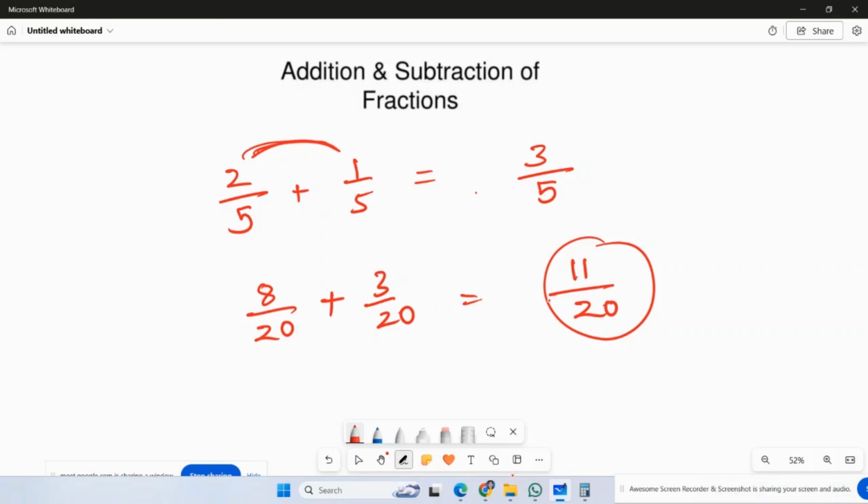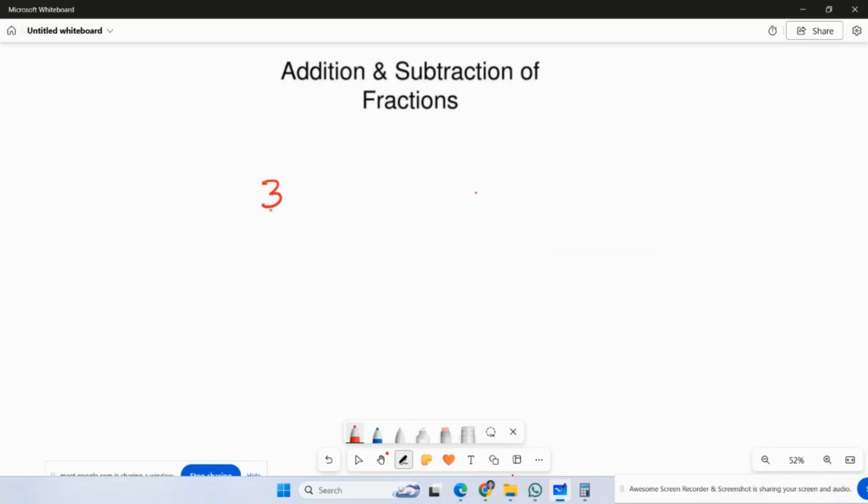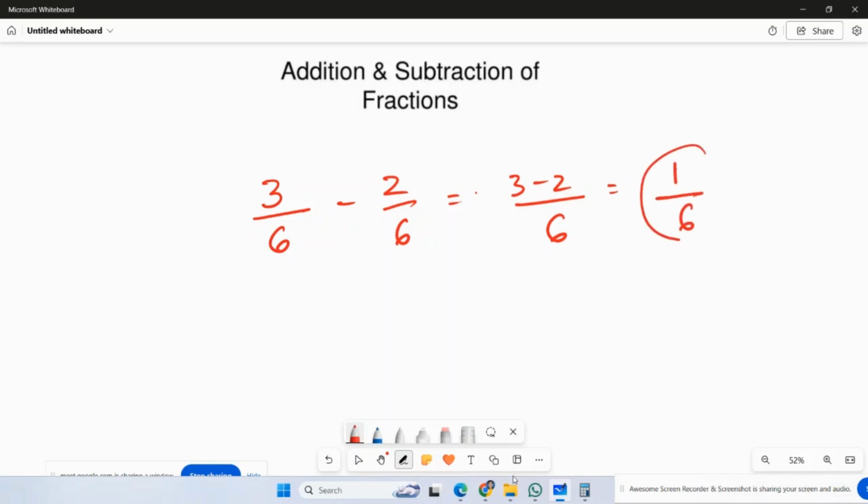The same way we do the subtraction also. When the denominators are the same for subtracting two fractions, we write the denominator as it is and subtract the numerators. 3 minus 2 is 1, so 1 upon 6. If it is addition and the denominators are the same, we simply add the numerators. While subtracting, if the denominators are the same, we simply subtract the numerators.